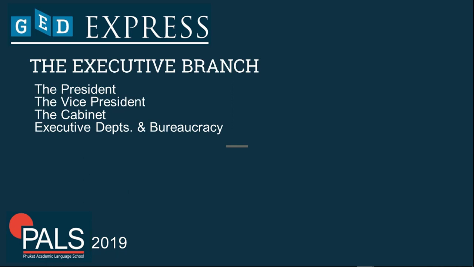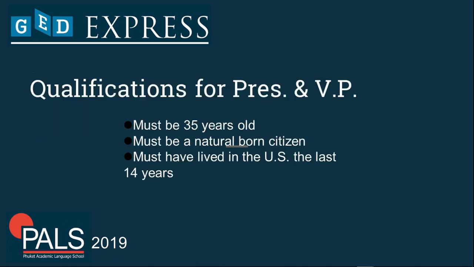The executive branch has the president, the vice president, the cabinet members, the executive departments, and the bureaucracies. Here, we have the president, which is only one, and also a vice president, which is only one as well. And also we have 15 cabinet members, such as the following.